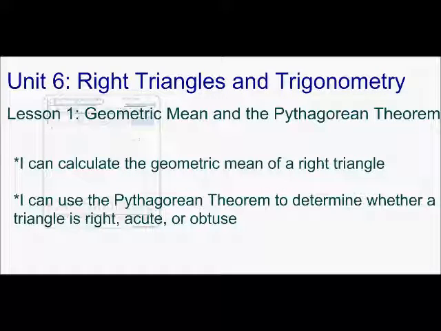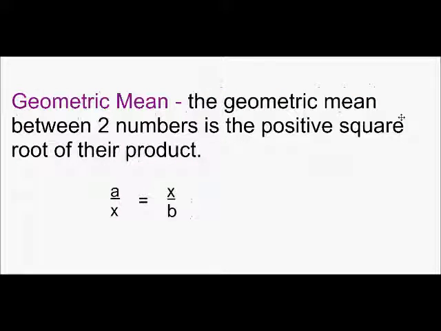Unit 6, Right Triangles and Trigonometry, Lesson 1, Geometric Mean in the Pythagorean Theorem. Your two objectives for this lesson are to calculate the geometric mean of a right triangle and to use the Pythagorean Theorem to determine whether a triangle is right, acute, or obtuse. Okay, so let's start off with the geometric mean.